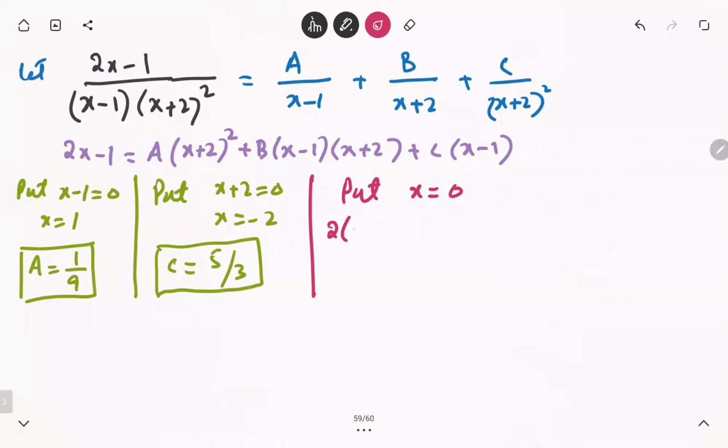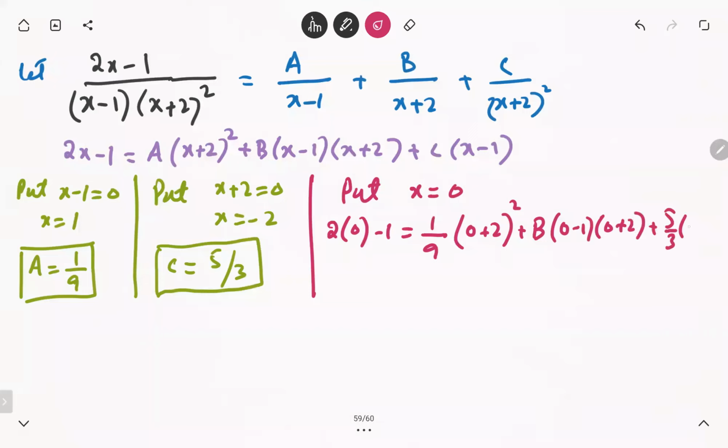Okay, see, I'm doing this. Step 2 into 0 minus 1 is equal. What's the value of a? 1/9. X plus 2 is 0 plus 2. ये आप लोगों के लिए स्टेप कंप्लीट कर रहा हूं. B, x is 0 minus 1, 0 plus 2. The value of c is 5/3, 0 minus 1.